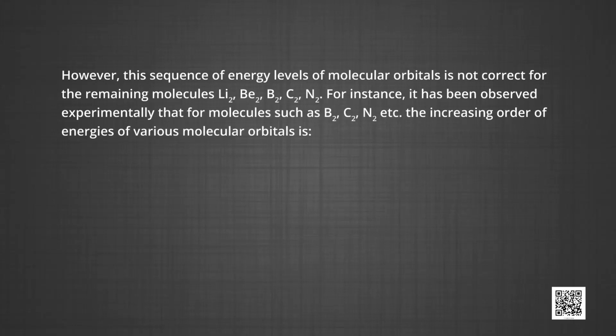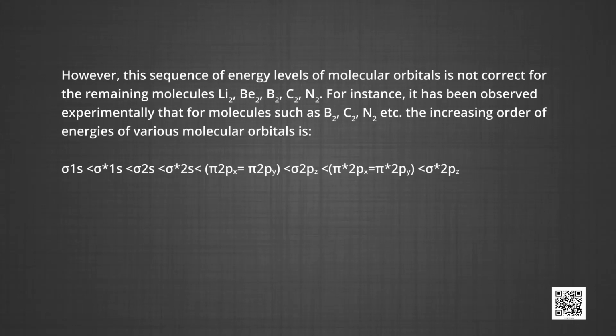However, this sequence of energy levels of the molecular orbitals is not correct for the remaining molecules like lithium molecule, beryllium molecule, boron, carbon and nitrogen molecule. For instance, it has been observed experimentally that for molecules such as boron, carbon and nitrogen, the increasing order of energies of the various molecular orbitals is sigma 1s, less than sigma antibonding 1s, less than sigma 2s, less than sigma antibonding 2s, less than pi 2px equals pi 2py, less than sigma 2pz, less than pi antibonding 2px equals pi antibonding 2py, less than sigma antibonding 2pz.